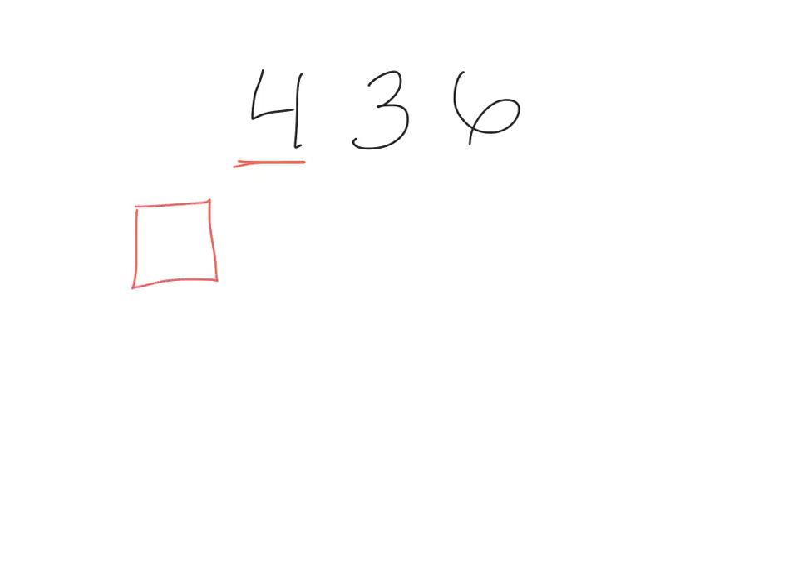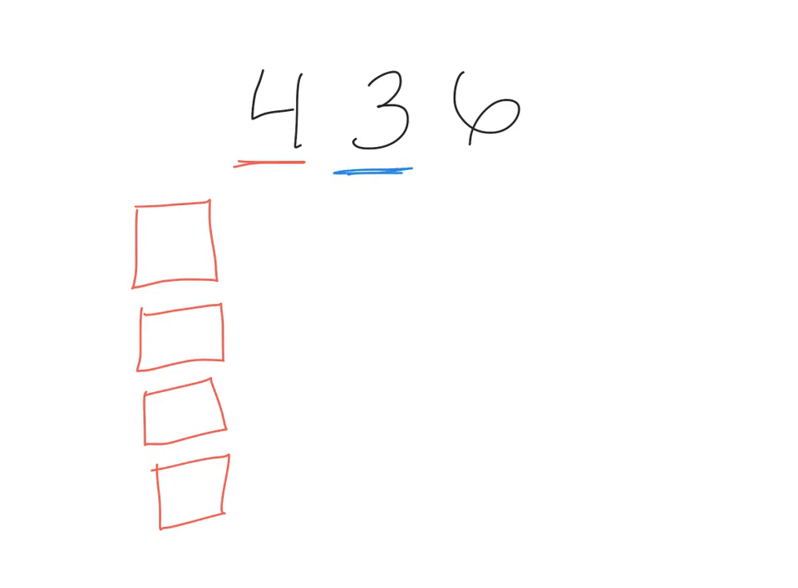So let's say I had the number 436. I can show this visually through my base 10s by looking at each place value. I've got my hundreds place. It tells me I've got 4 100 pieces. So I can draw 4 squares because that's how many hundreds I have.